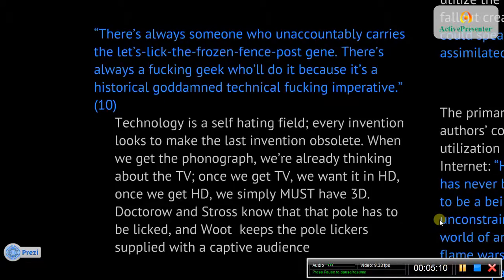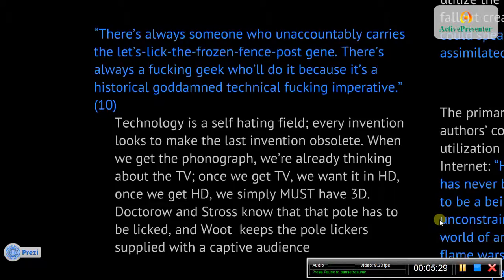Basically, what they are saying here is that technology is a self-hating field. Every invention looks to make the last invention obsolete. When we get the phonograph, we're already thinking about television. Once we get TV, we need it in HD, and then, of course, we have to have it in 3D.